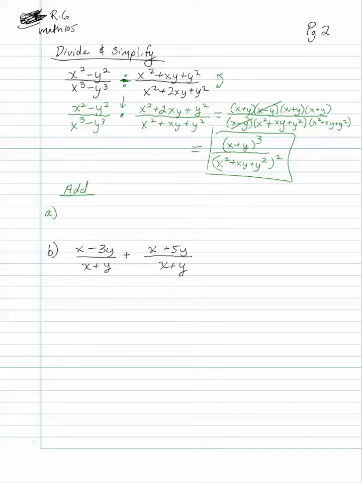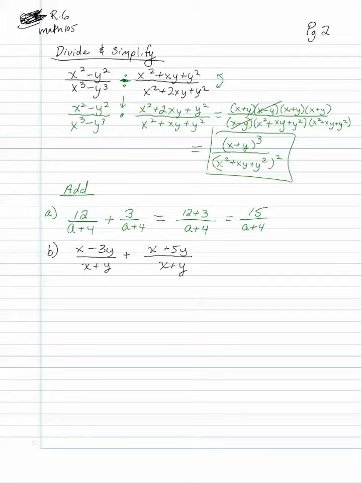So the key is we have to have common denominators. So if I had something like 12 over a plus 4 plus 3 over a plus 4, if you have a common denominator, you leave it alone, just write it down, and then you add the numerators. So you get 15 over a plus 4.